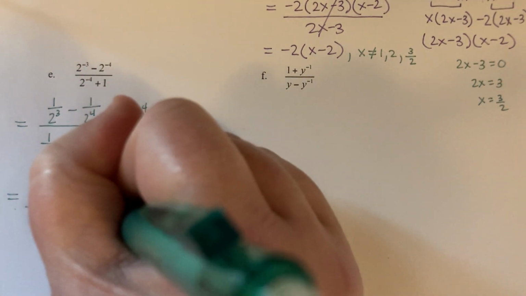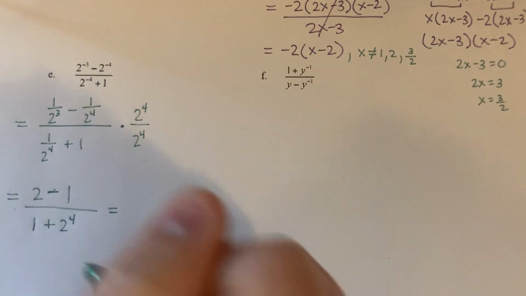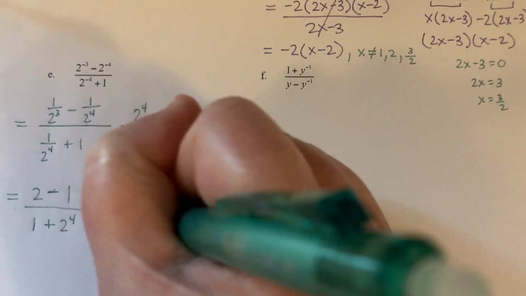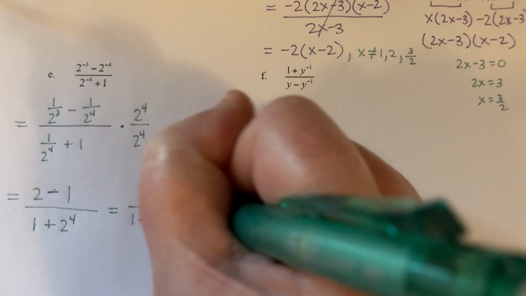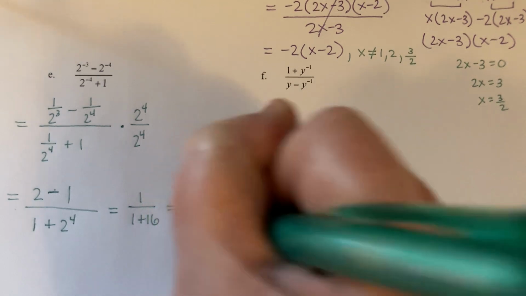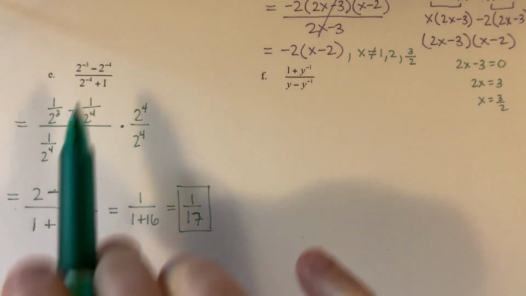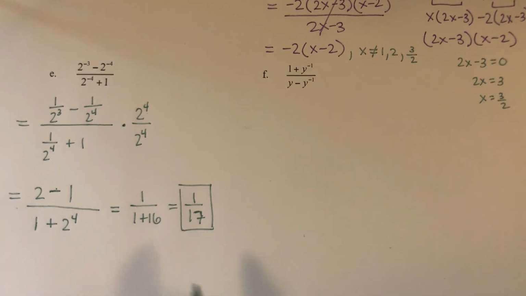I just need to remember what 2 to the fourth is. It's like 4 times 4. So it'd be 1 plus 16. So our answer is 1/17. This one doesn't have any variables in it, so we don't need to have a domain restriction because there weren't any x's to worry about.